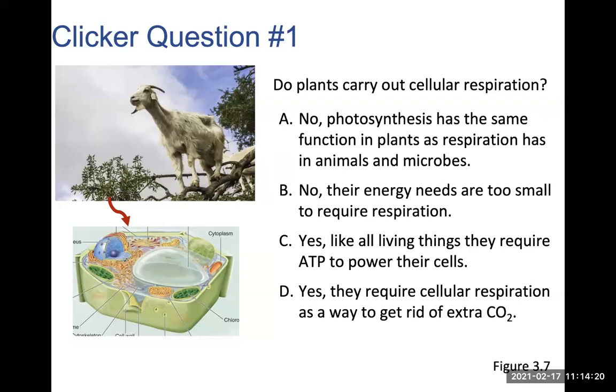So they do both. Please remember that they do both. They do cellular respiration, they do photosynthesis.